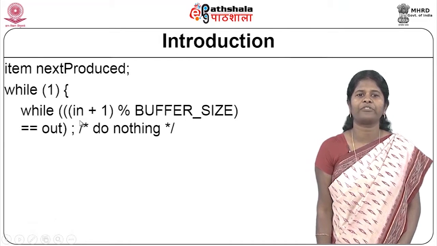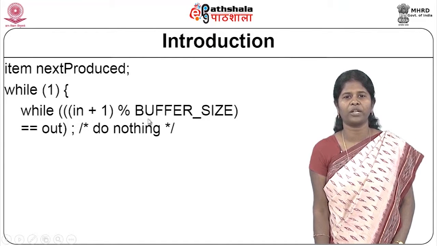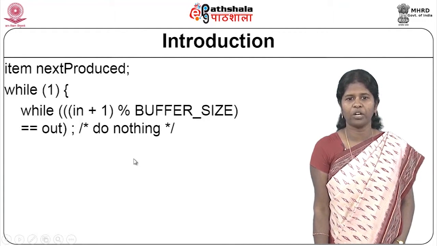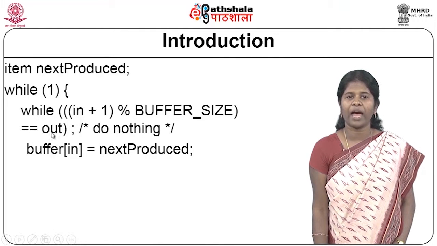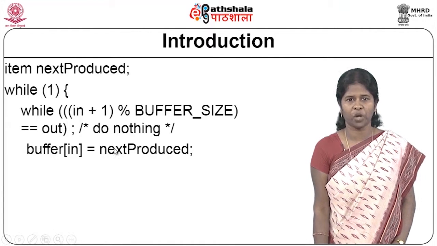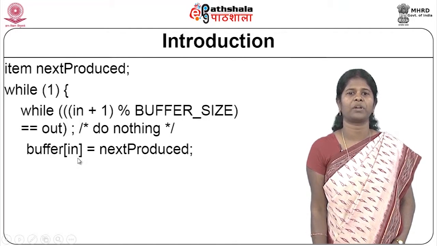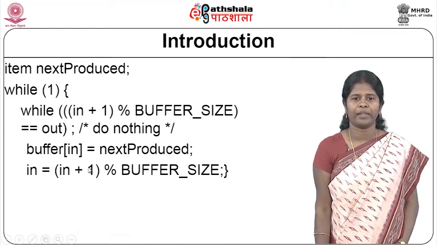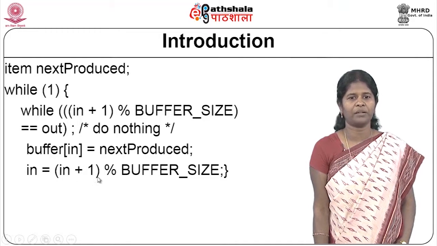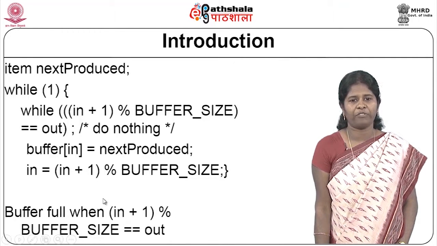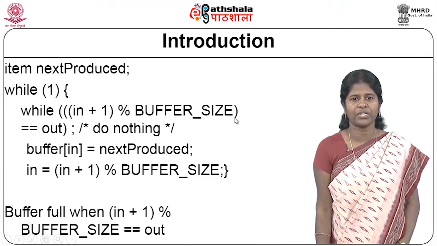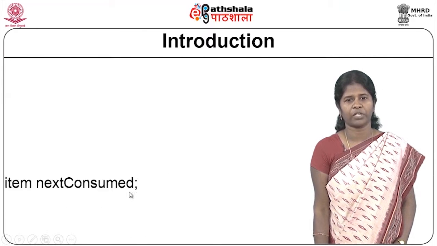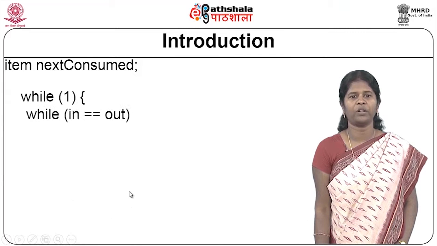It will check if (in + 1) modulus buffer size is equal to out, then it means that the buffer is full and the producer cannot place the item and it will be waiting. If the buffer is not full, then the producer places the item into the location pointed to by the in pointer, and then it will increment the in pointer by 1. As you can see, the condition for the buffer being full is that (in + 1) mod buffer size should be equal to out.